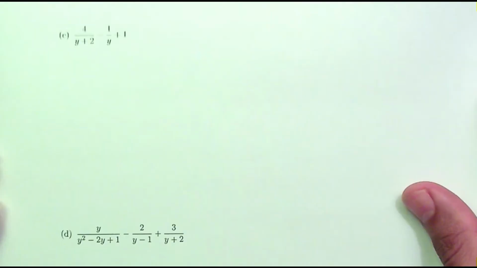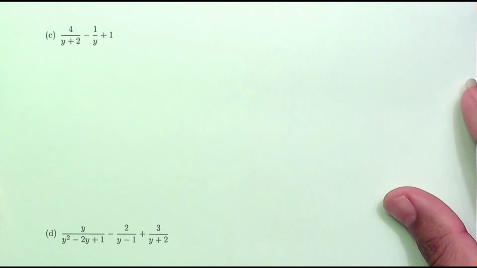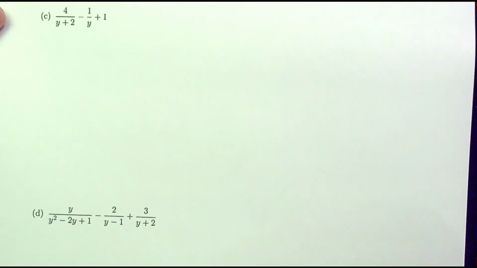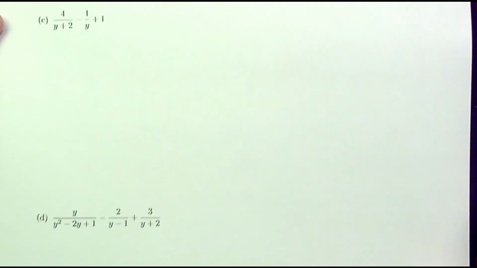Okay, let's do a couple more examples. Here's another one: 4 over y plus 2 minus 1 over y plus 1. I suggest that maybe you can try this one on your own before continuing. Or if you don't want to, maybe try the last one, but probably try one or just wait.